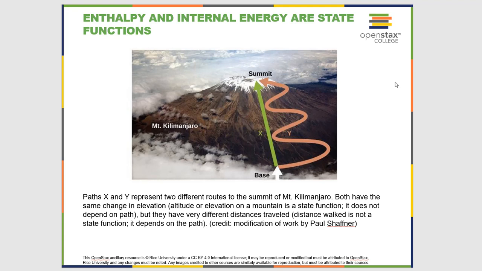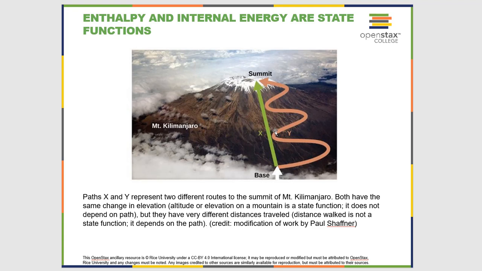Altitude is a state function you might be familiar with. So here we have Mount Kilimanjaro. Path X is go straight up the mountain. Path Y is to kind of wrap around the mountain. Now, if you look at the person's altitude from here, base, to here, the summit, it's exactly the same. The difference in altitude is exactly the same whether they follow path X or path Y. It doesn't matter, their change in altitude is the same.